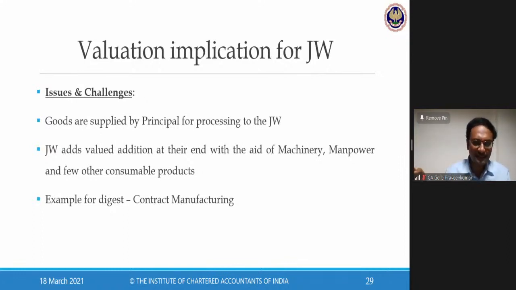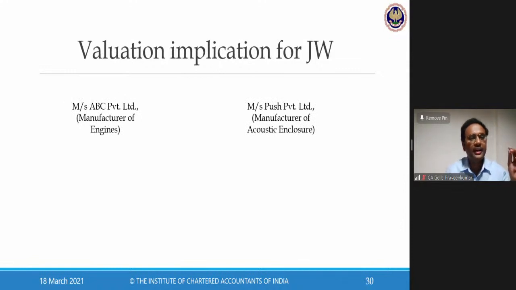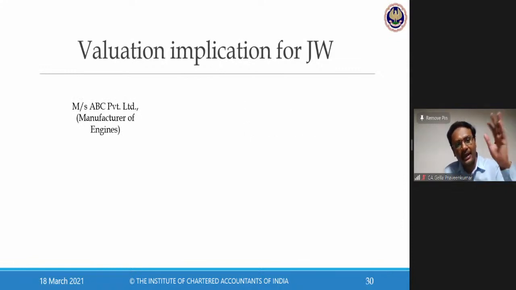All these are different items. When I put them together, a battery is manufactured. That's called contract manufacturing. Now, an example for contract manufacturing. Say there is a manufacturer called ABC Private Limited.